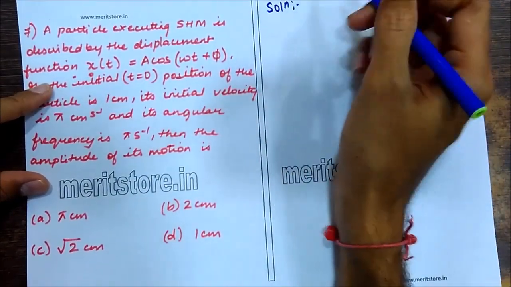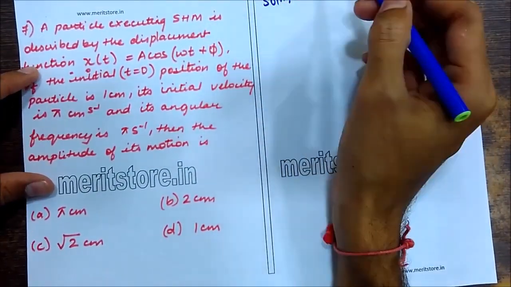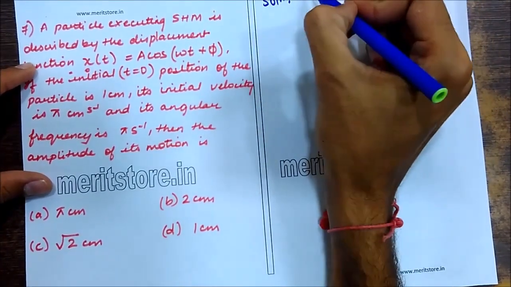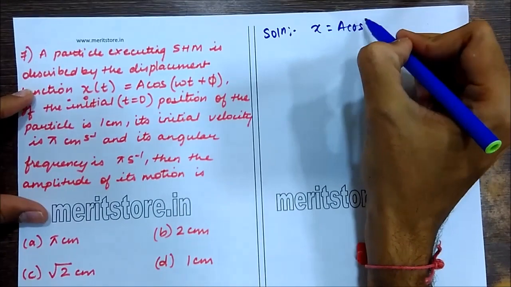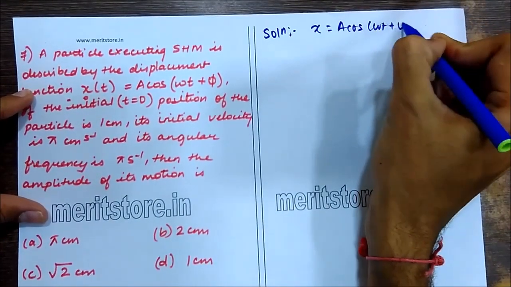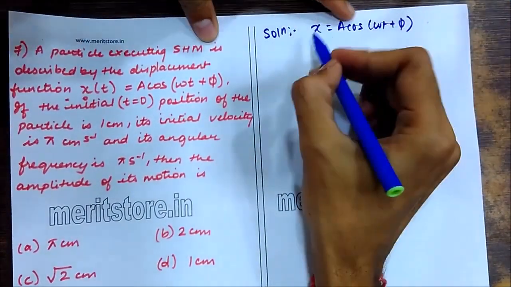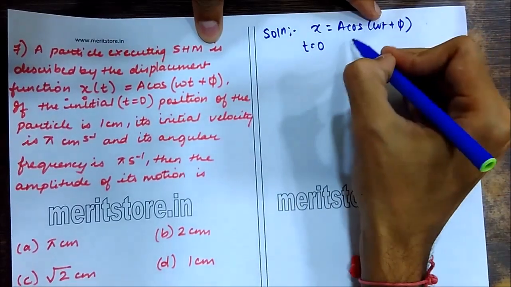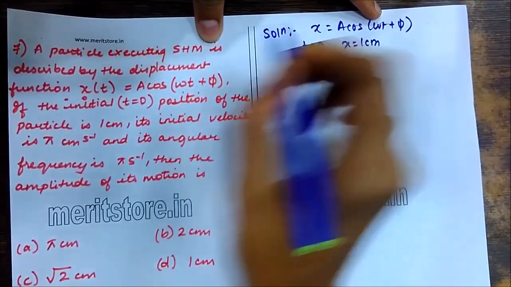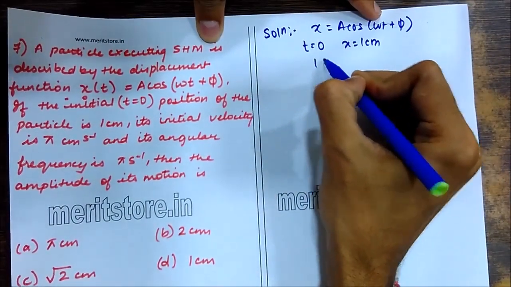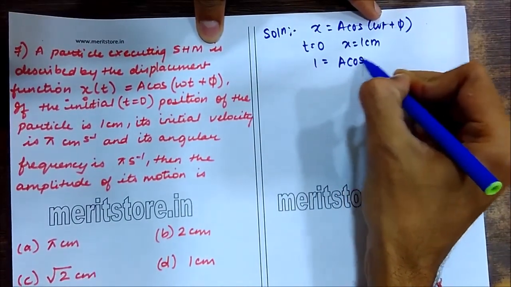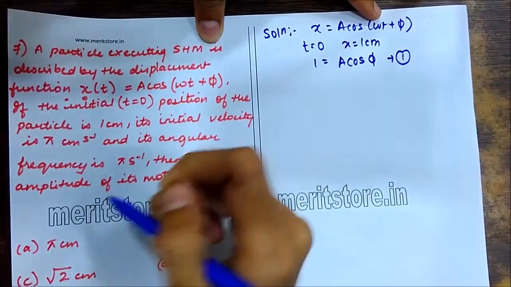So here we have a particle performing simple harmonic motion, which is described by x equals A cos(ωt + ψ). At time t equals 0, x equals 1 centimeter, they have given, so the position of the particle is 1 centimeter. So we have 1 equals A cos ψ. Let this be equation 1.